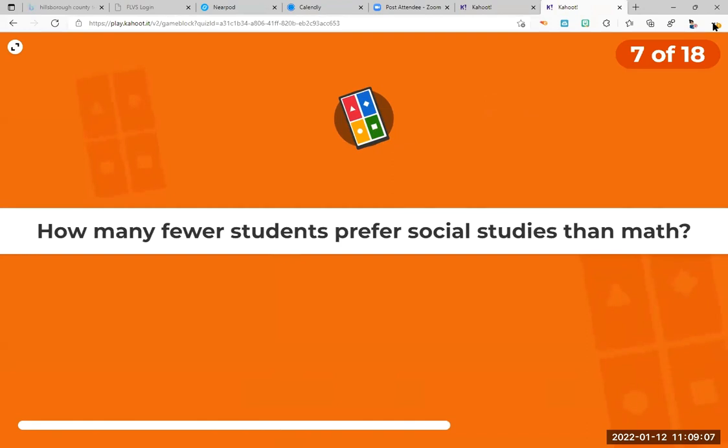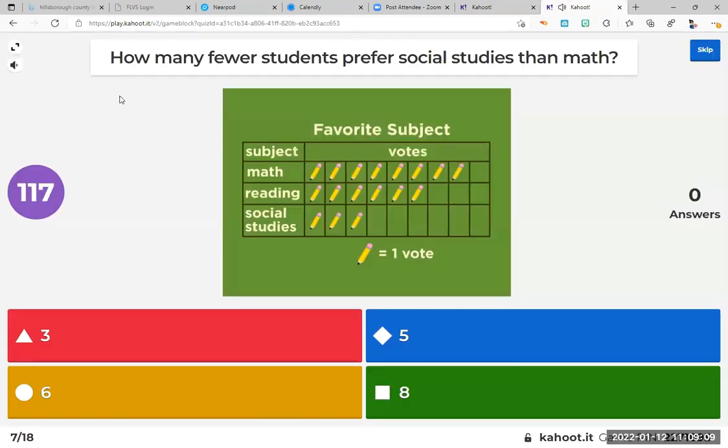How many fewer students prefer social studies than math? Okay, we're going to compare math, which is the top one, and social studies, which is the bottom one. We don't care about reading, do we? Okay, so the question is, how many more math than social studies? How many extra math?